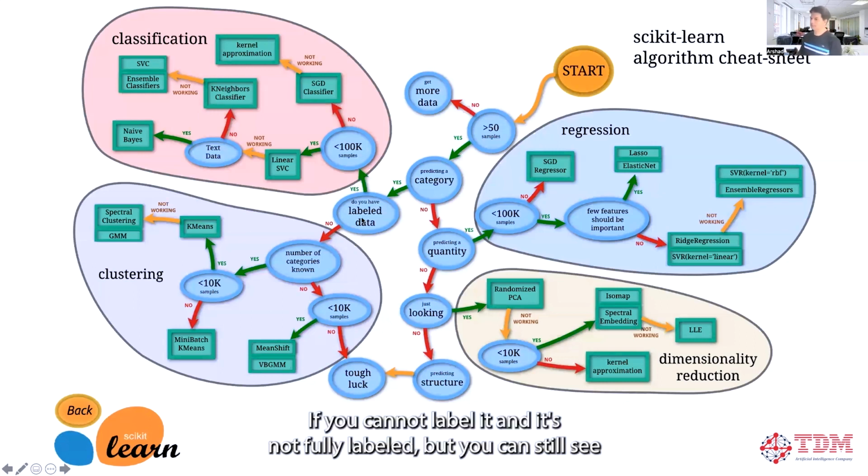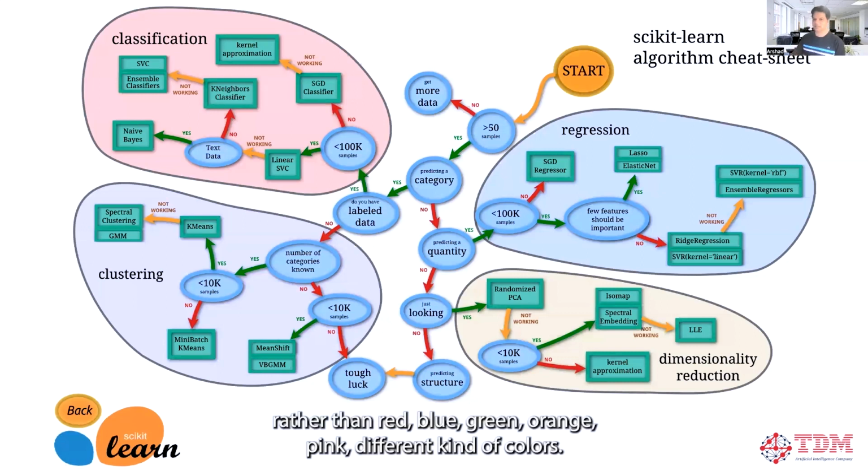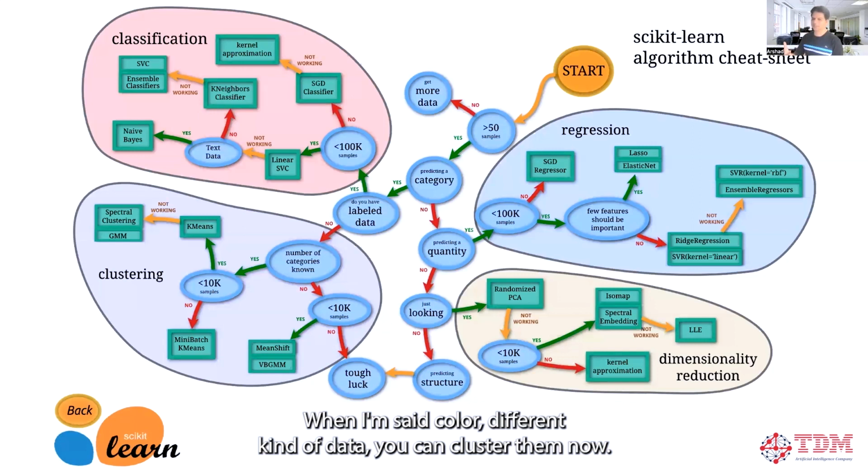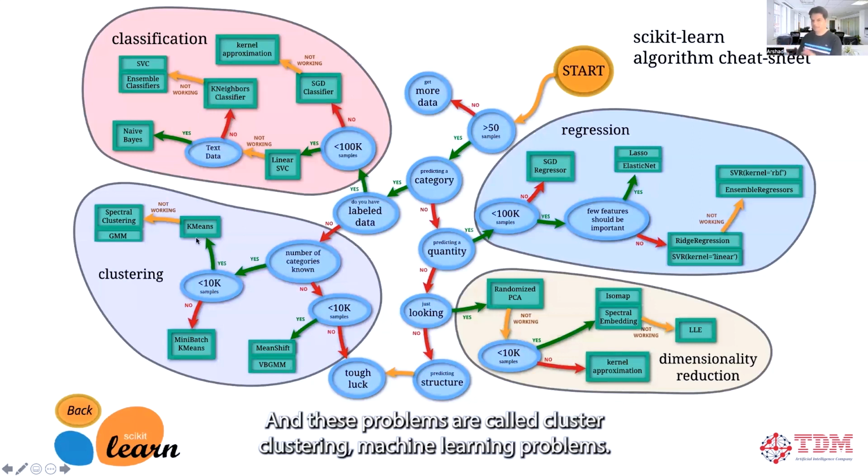If you cannot label it and it's not fully labeled, but you can still see rather than red, blue, green, orange, pink, different kinds of colors. When I say color, I mean different kinds of data, you can cluster them now. And these problems are called clustering machine learning problems.